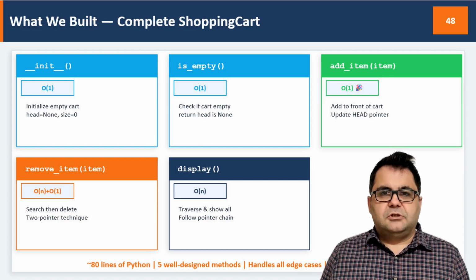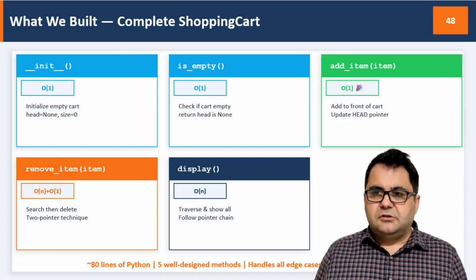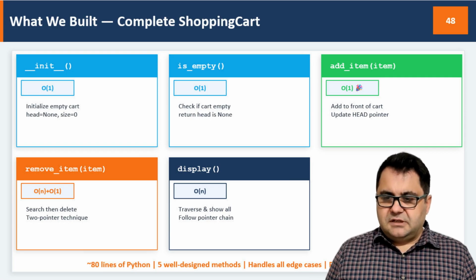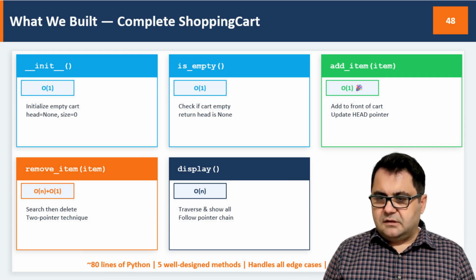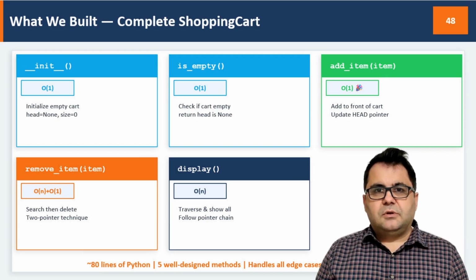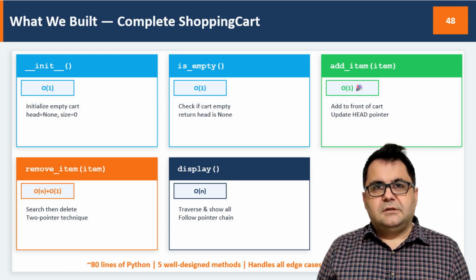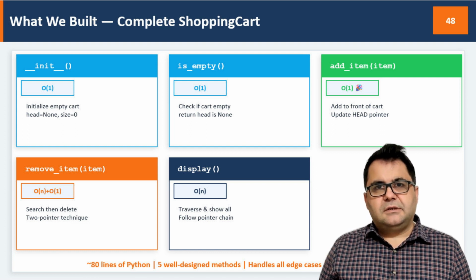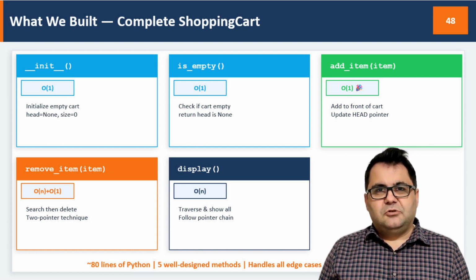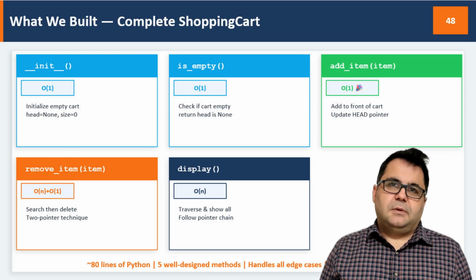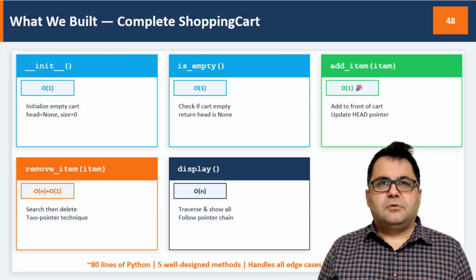Memory usage is efficient. Each node uses about 32 bytes: data pointer plus next pointer on a 64-bit system. 100 items equals 3.2 kilobytes. 10,000 items equals 320 kilobytes. Very reasonable. This is real software engineering: choosing the right data structure, implementing it correctly, achieving target performance.